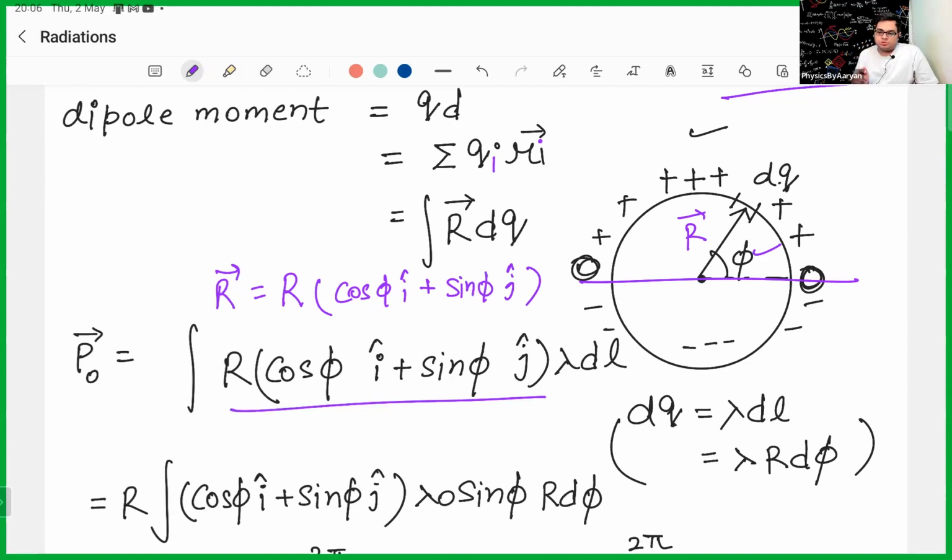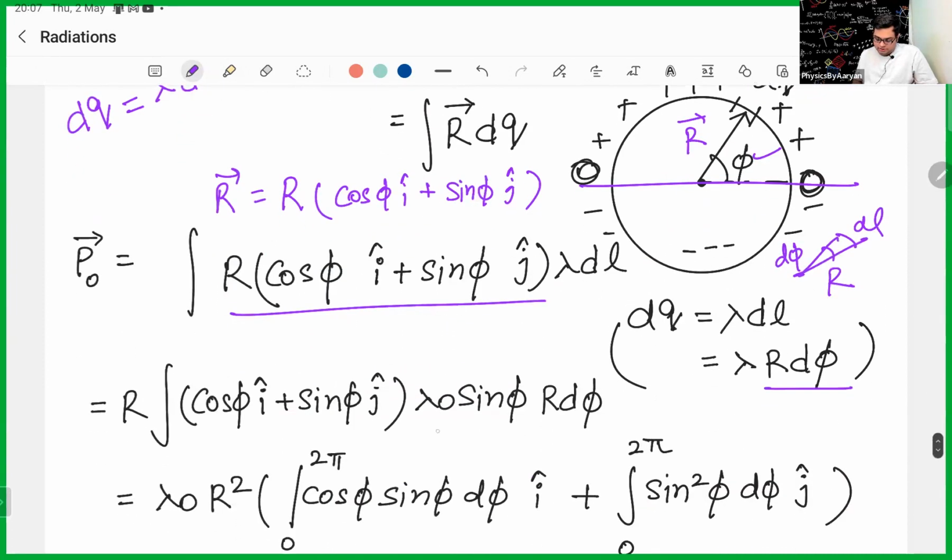I already explained in the last revision class how you write dq. If you have a one dimensional body, you write lambda into dl. If you have a two dimensional body, you write sigma into dA. If you have a three dimensional body, you write rho into dv. It is a one dimensional body, so we write lambda dl. How do you write dl? If this is small length dl, this is radius r, and this is small angle d phi, then dl can be written as r d phi.